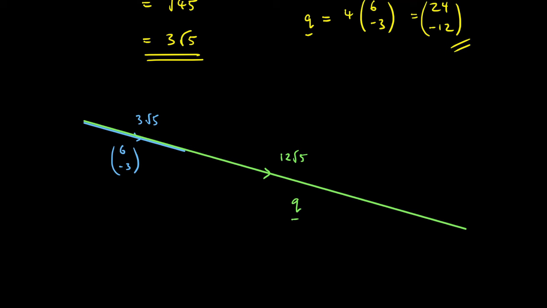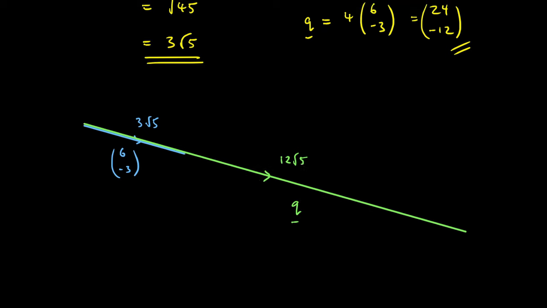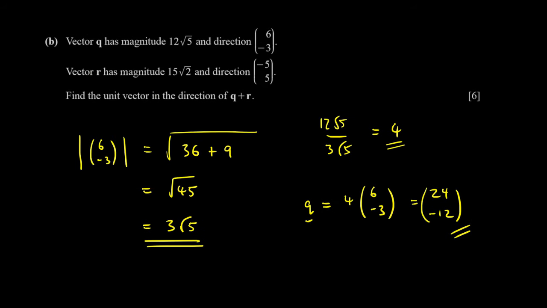So that's essentially the idea, right? We need to have the right magnitude and the right direction. Both those things need to be correct. So the way we do that is we take the direction vector, we find its magnitude, and then we scale it up or down so that we've got the correct magnitude as well.